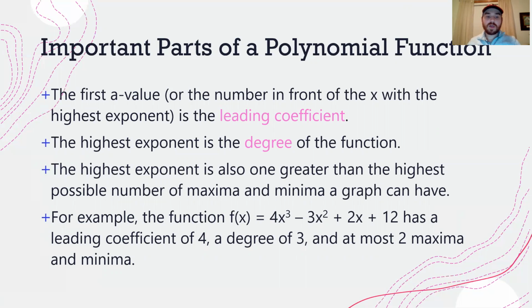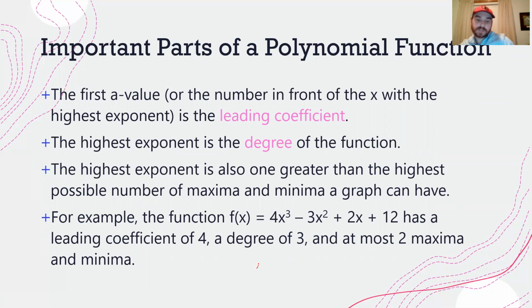So for example, in the function 4x cubed minus 3x squared plus 2x plus 12, this has a leading coefficient of 4 because the 4 is in front of the x with the highest exponent. It has a degree of 3 because the highest exponent is 3. And it has at most 2 maxima and minima. And that's just because the degree minus 1 is equal to 2.